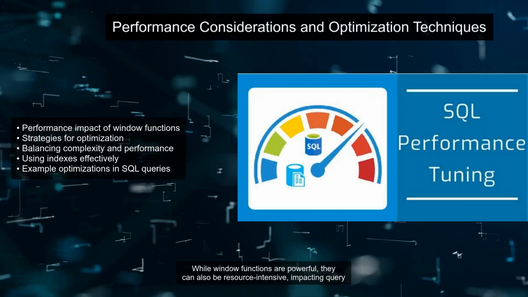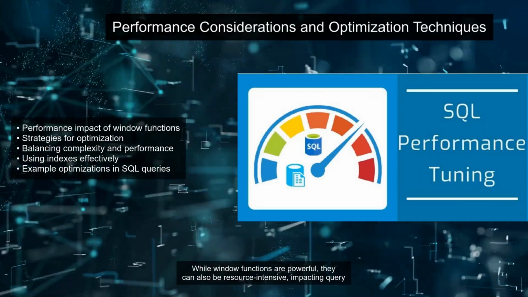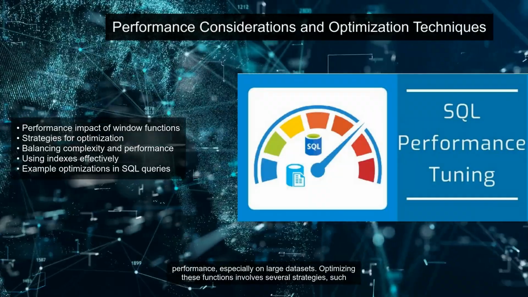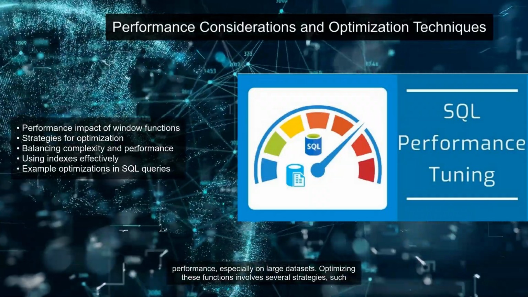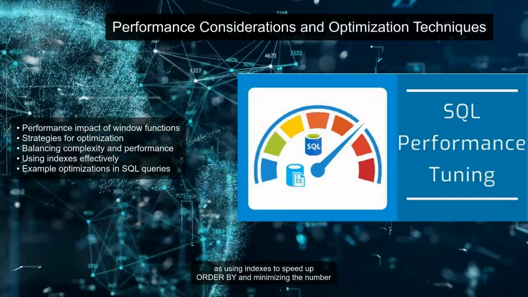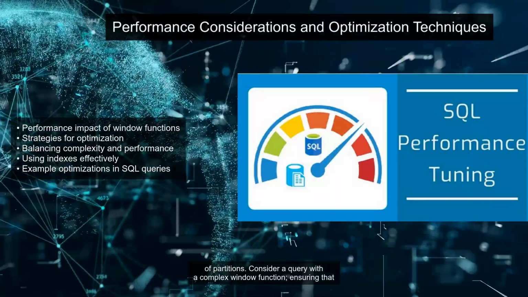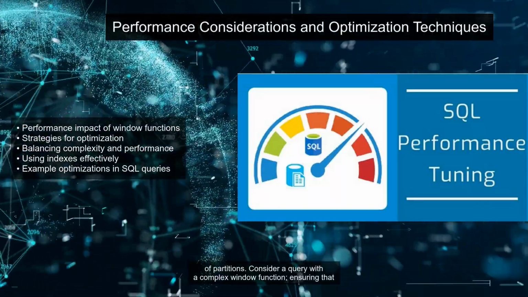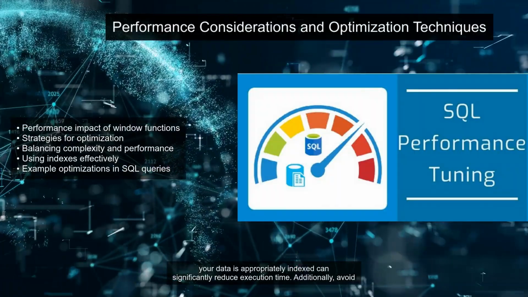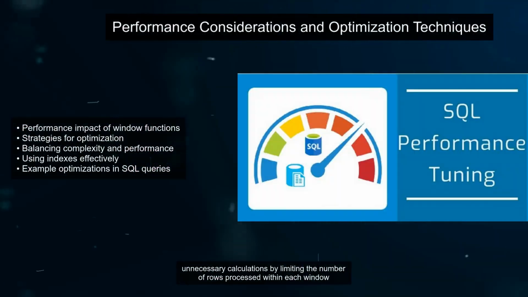business insights. While window functions are powerful, they can also be resource intensive, impacting query performance, especially on large datasets. Optimizing these functions involves several strategies, such as using indexes to speed up ORDER BY and minimizing the number of partitions. Consider a query with a complex window function. Ensuring that your data is appropriately indexed can significantly reduce execution time.